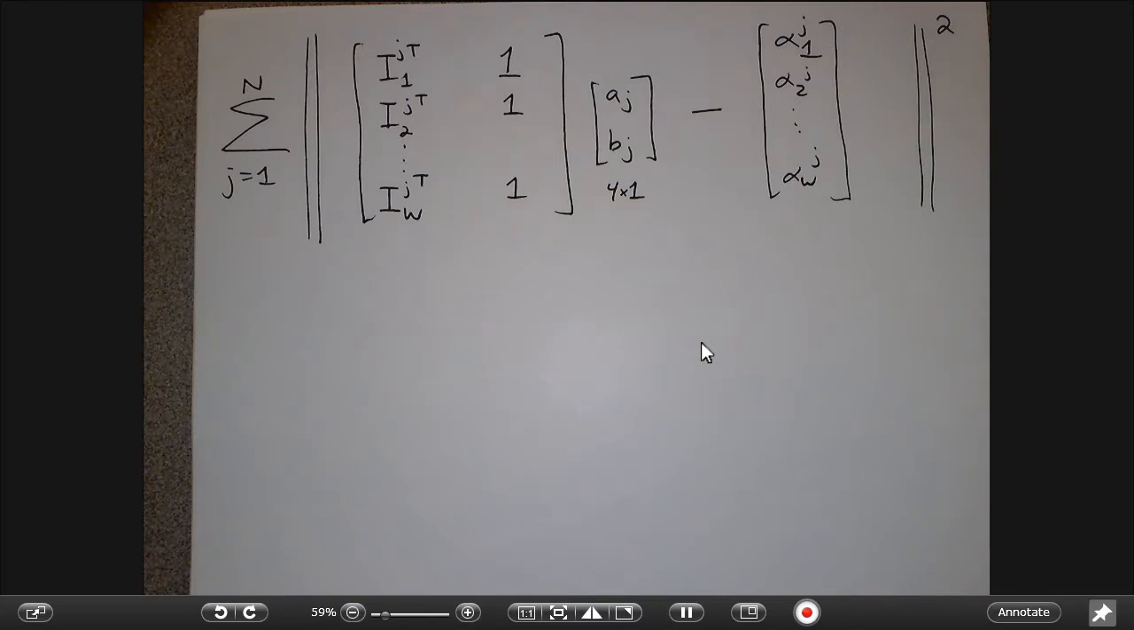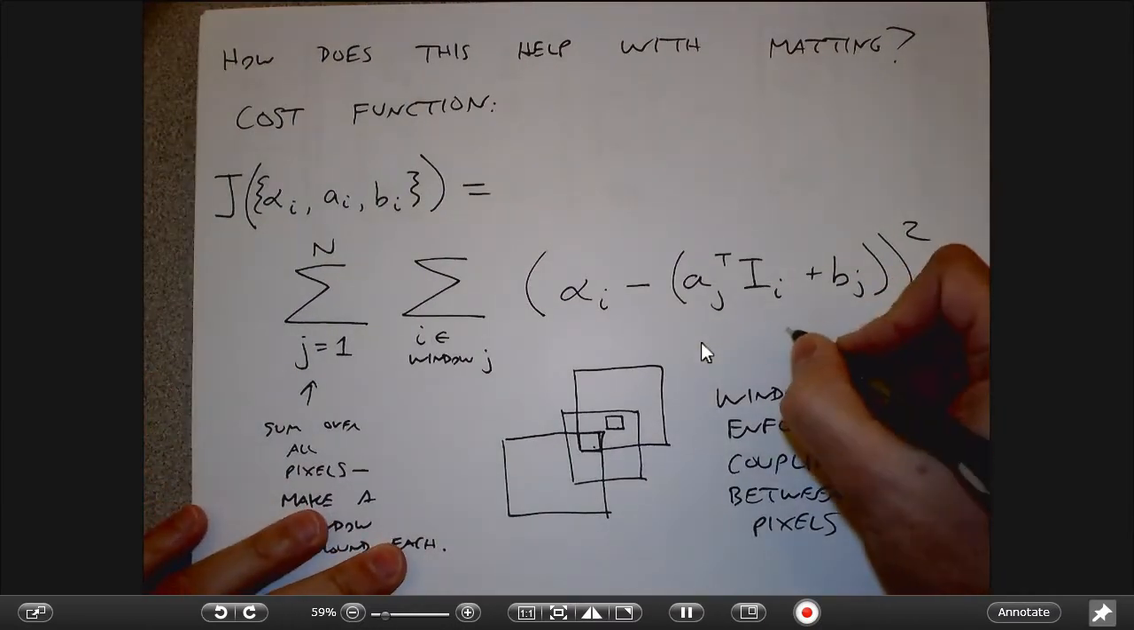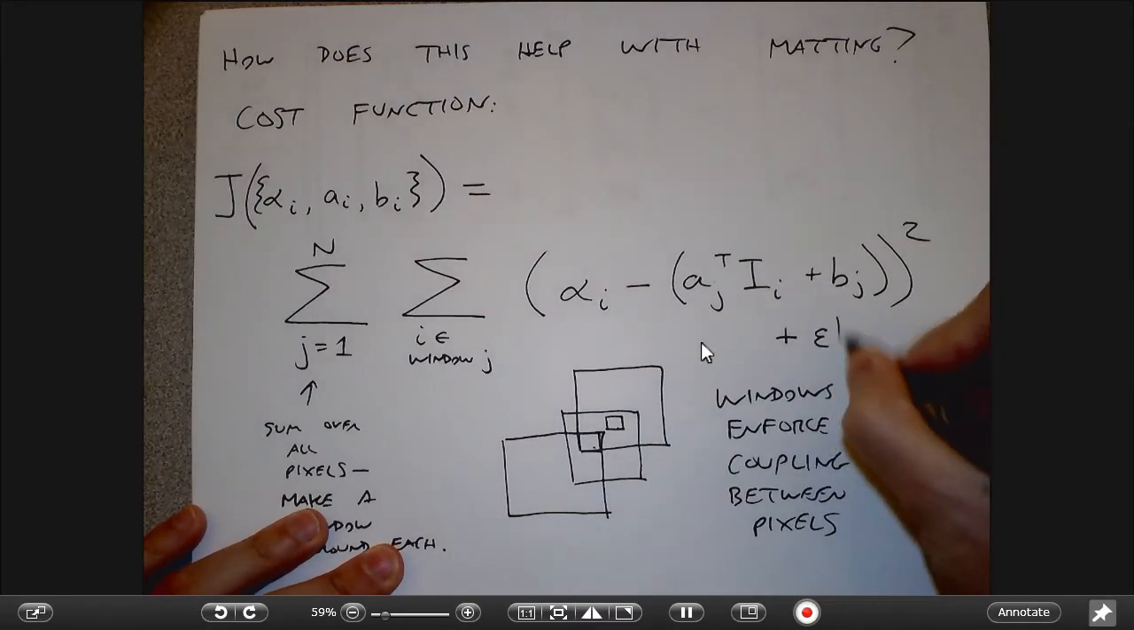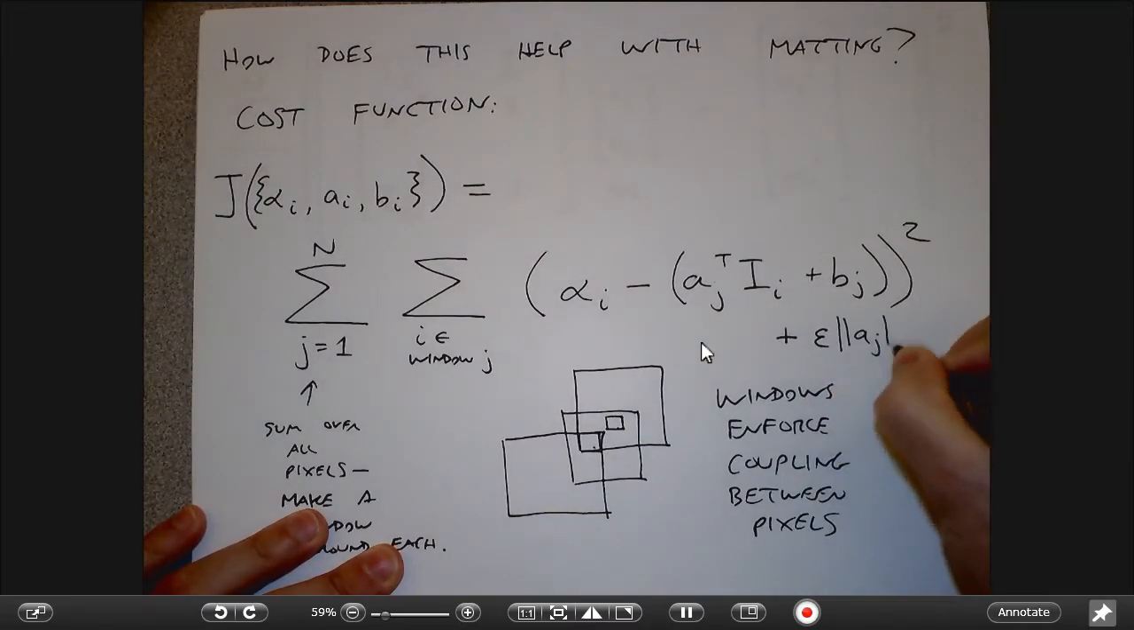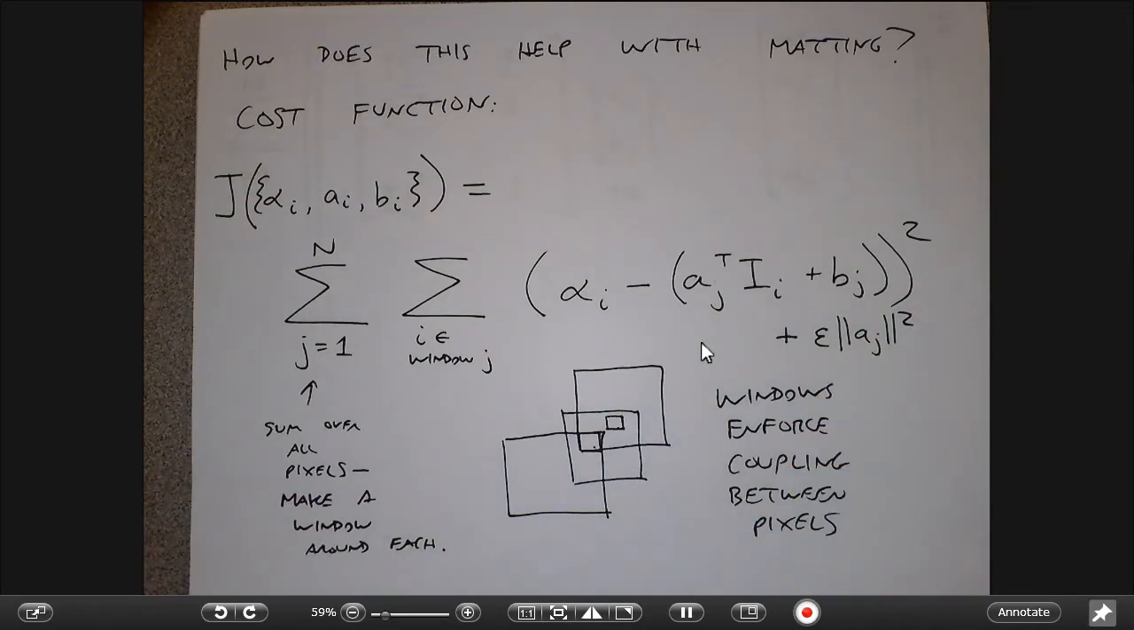Just as an additional wrinkle, I'm also going to add a little term here to this cost function, right? So what I'm going to add here is just a little term that says, all things being equal, I want to add this. What does that adding do? This is like saying, okay, I'm going to penalize this a vector from becoming too large.